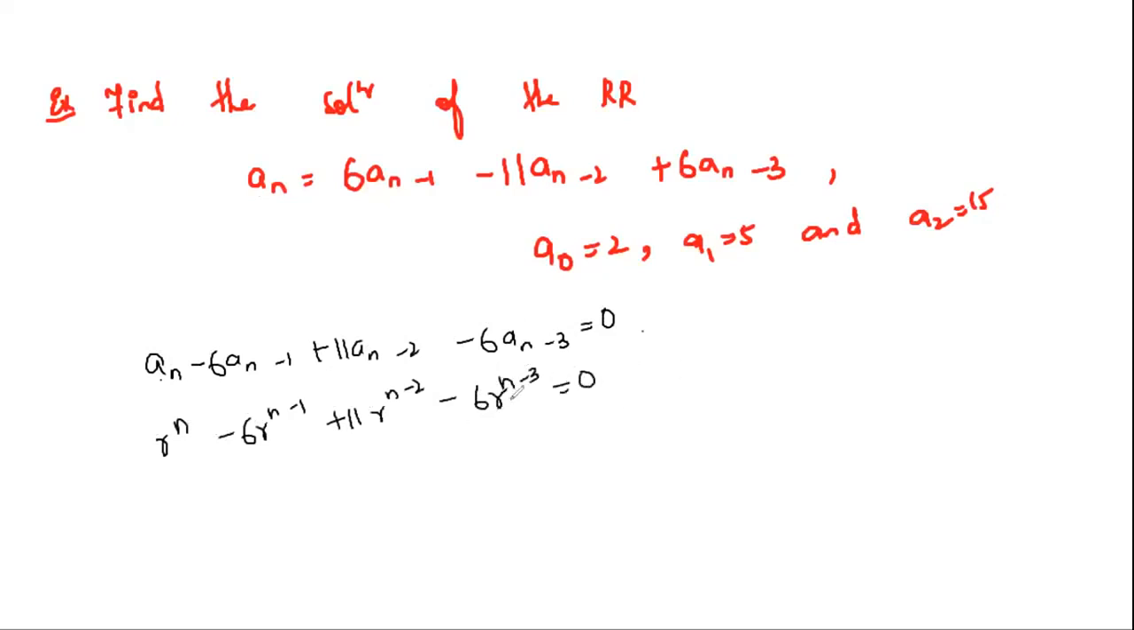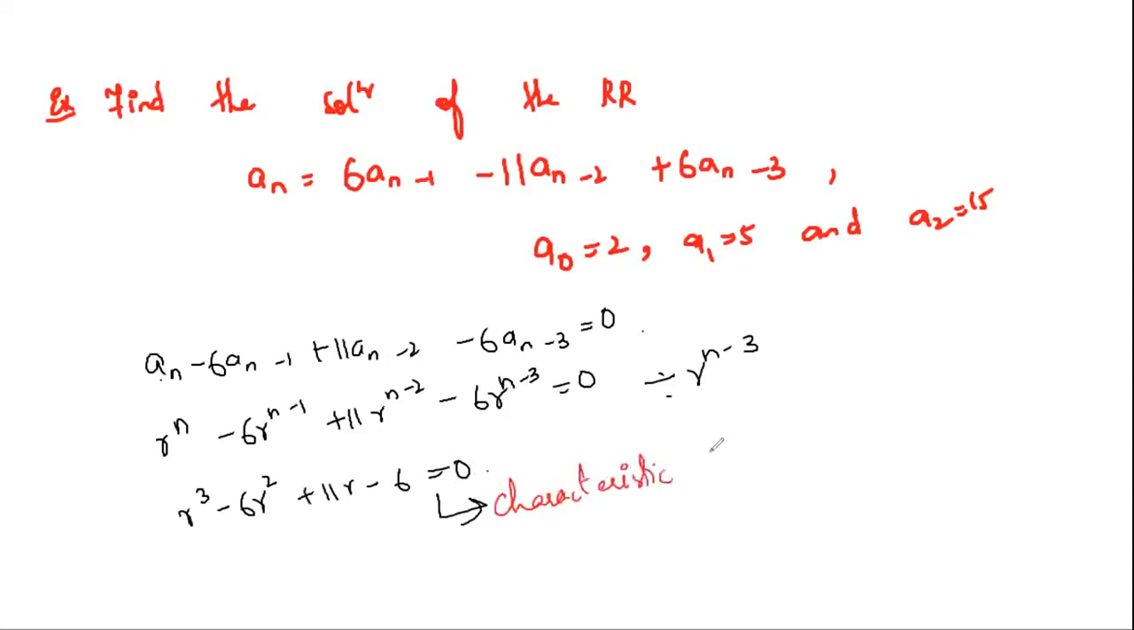After that, we have to divide this equation by the lowest power of r. So divide the equation by r power n minus 3. In that case, we will get r cube minus 6r square plus 11r minus 6 is equal to 0. Now, this is your characteristic polynomial or the characteristic equation. So let's mention that characteristic equation for your recurrence relation.